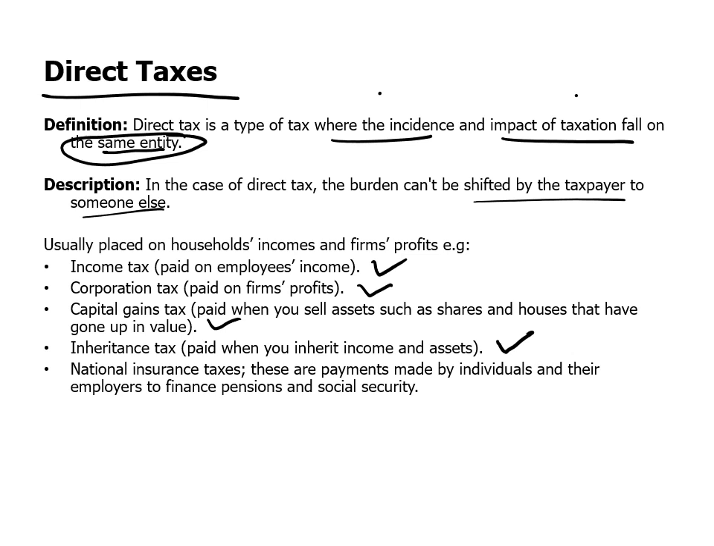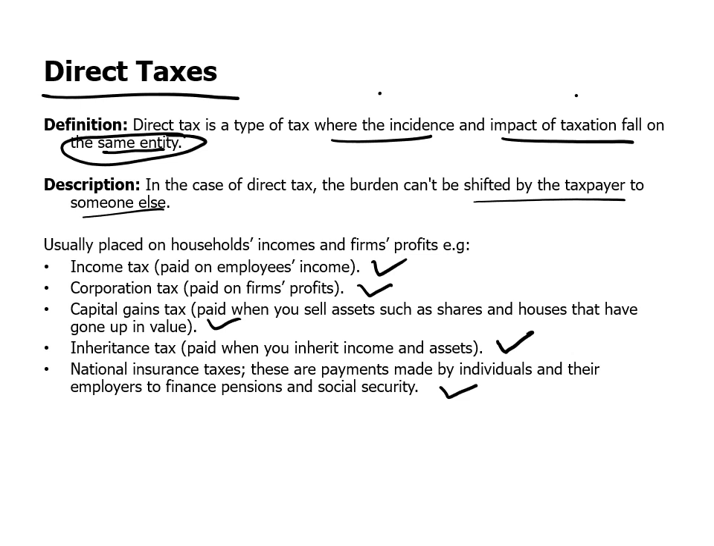Or your national insurance taxes. So these are payments made by individuals and their employers to finance pensions and social security. So the main difference between a direct tax and an indirect tax is, with a direct tax, the incidence and the impact of taxation fall on the same entity. With an indirect tax, which we'll go to next, you find that the incidence falls on one person, but the impact falls on someone else.